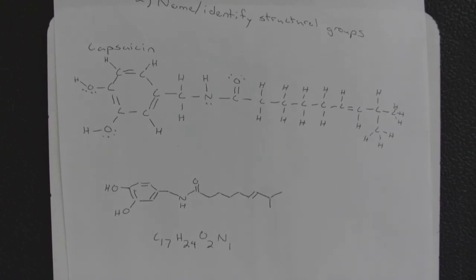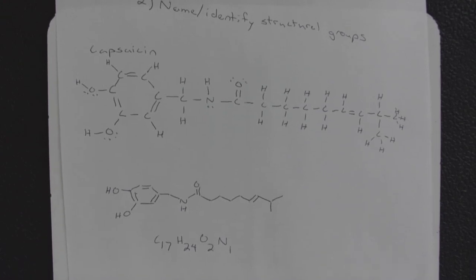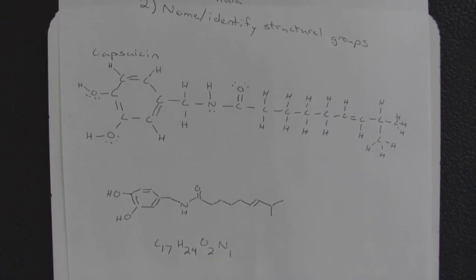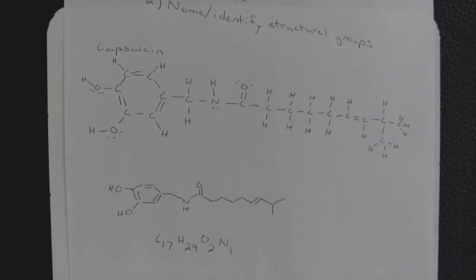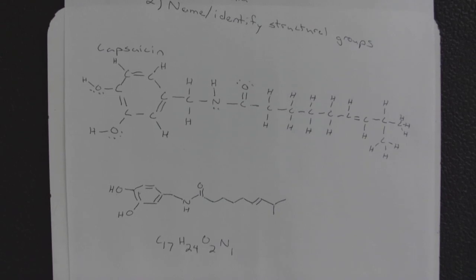All right, so now we have our second piece that we're going to look at. The second piece is to be able to name and identify our structural groups. These structural groups are oftentimes called functional groups. And those functional groups, as you can understand from the name, are going to function in our chemical reactions. They are going to be part of our chemical reactions as we talk through some of our organic chemistry reactions later on this year.